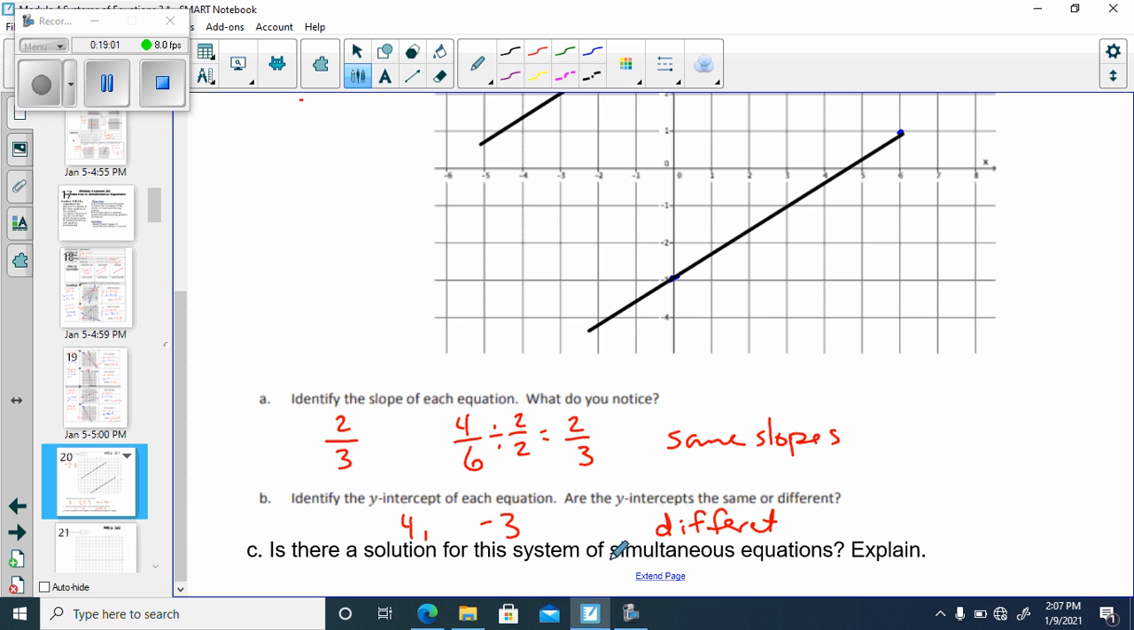Is there a solution for the system? No. Why? Because they're parallel. They never intersect. Look, guys, if the slopes are the same, they're parallel, they have no solution.